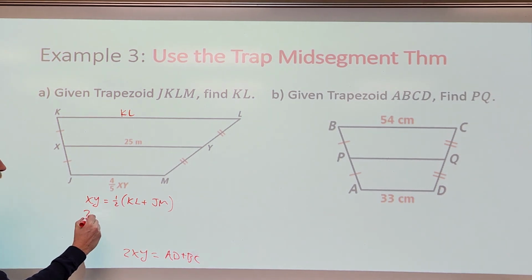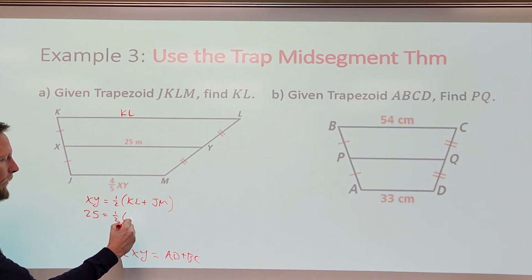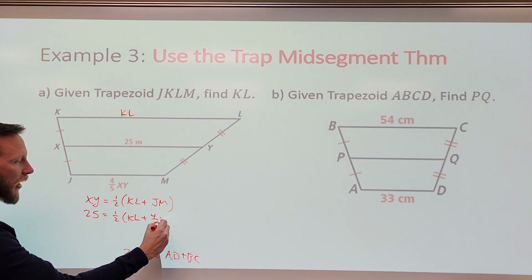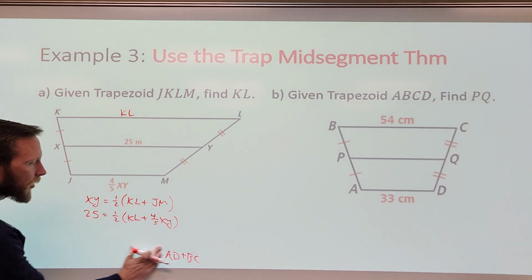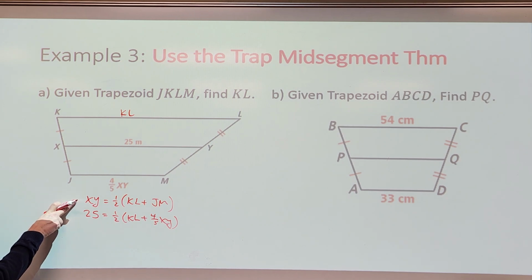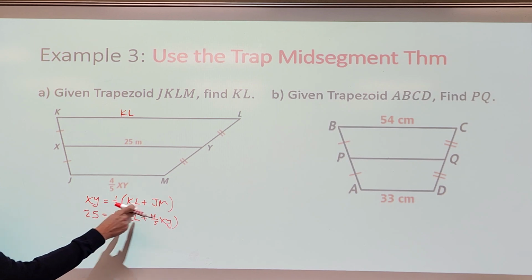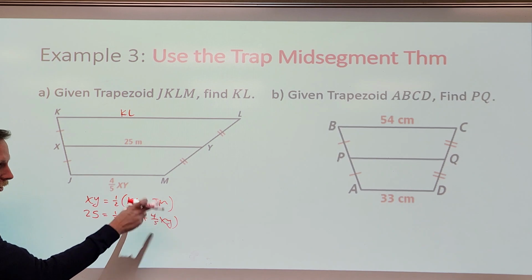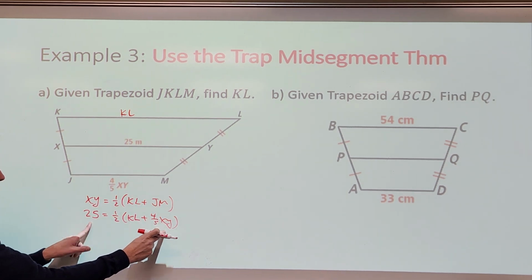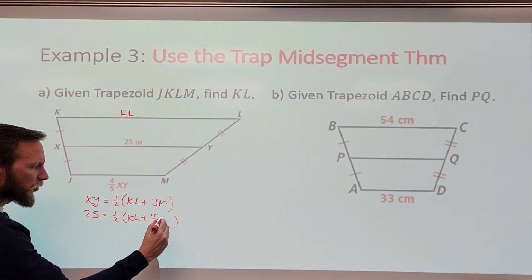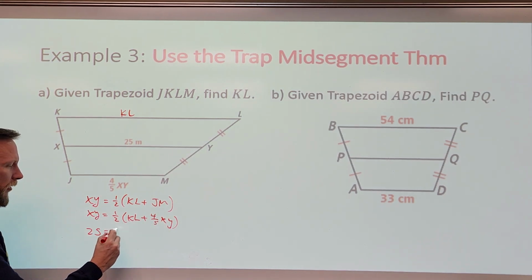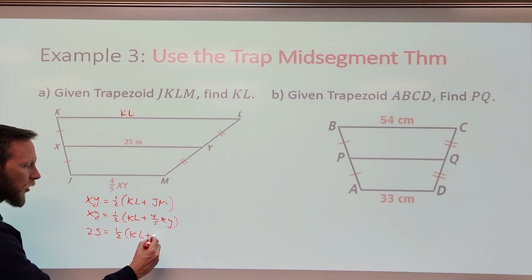All right, I'm going to substitute in my numbers. We don't know the length of KL, that's what we're looking for. JM is 4/5 times XY. All right? So this is our equation based on the theorem from the last slide. The length of the midsegment is half the length of the sum of those lengths, or half the sum of those lengths. So here, I know that XY is 25, so I'm going to substitute that number in, and we're going to do a little bit of work around that.